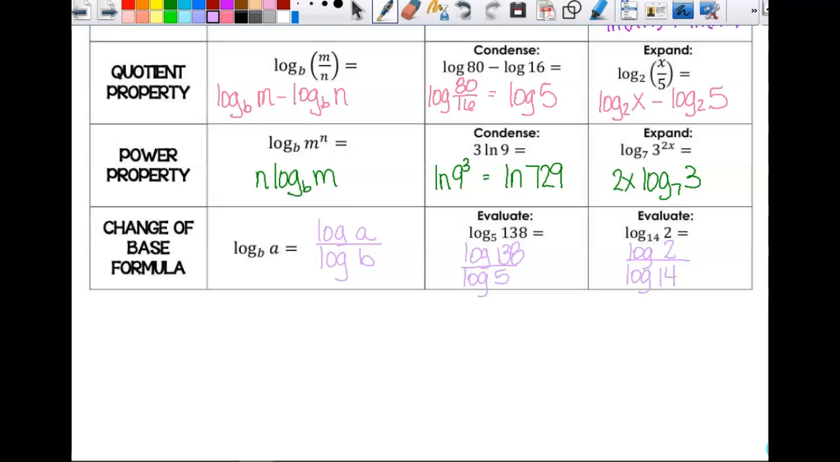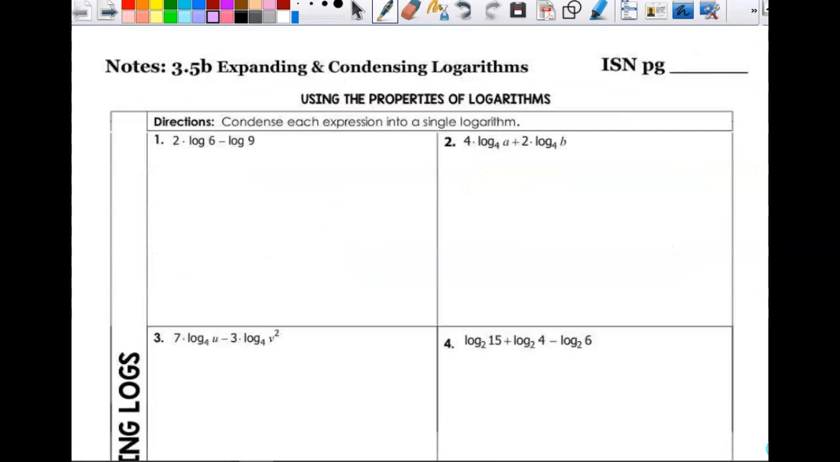Okay, any questions? So keep that handy because that's going to remind you of how to handle these. That's why I put it on a little piece of cardstock for you. And let's do some other expanding and condensing. Okay. So we're going to use the properties.